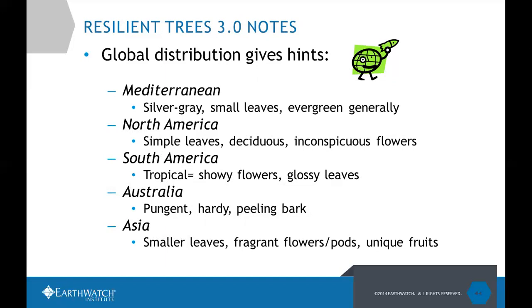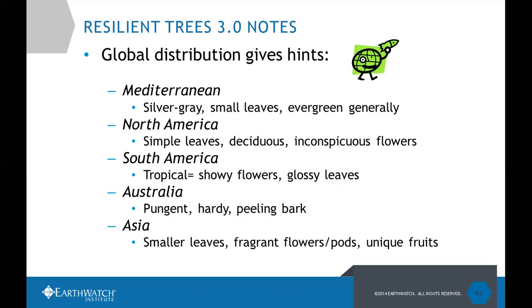For North America, it's the traditional tree that we think of, where it's generally very simple leaves, where it's a whole leaf, it stays together. It tends to be deciduous, with those nice fall colors that we get. And also, it's not really known for its flowers. It's more known for its leaves and its bark and things like that.